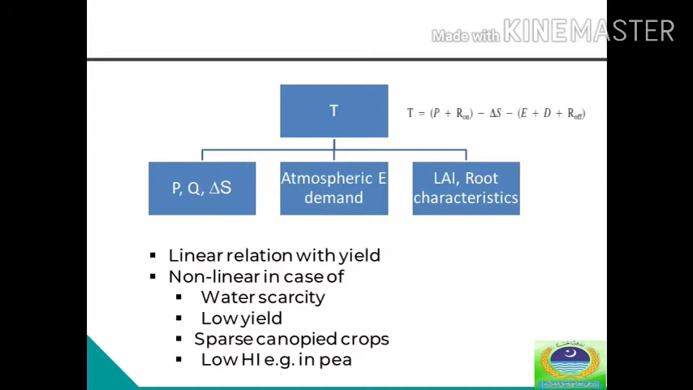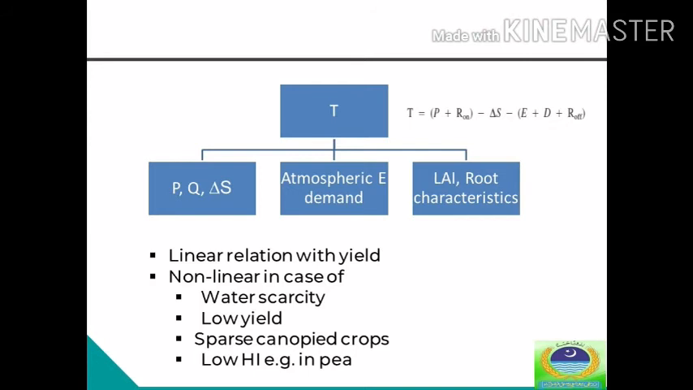In dryland conditions, transpiration mainly depends on the amount of precipitation, runoff, and the amount of water stored in the root zone, as well as the atmospheric evaporative demand. Crop characteristics such as leaf area index, root density, root biomass also highly correlate to the amount of transpiration.